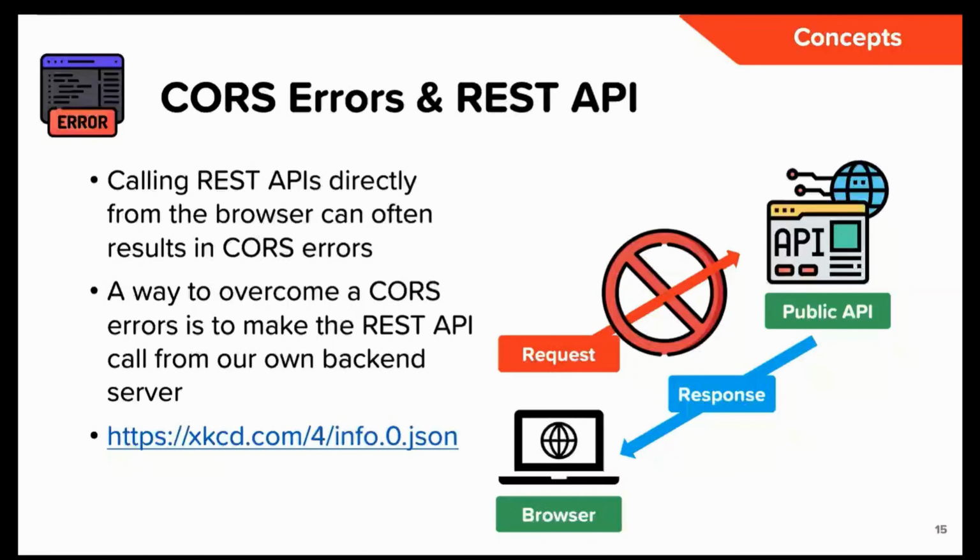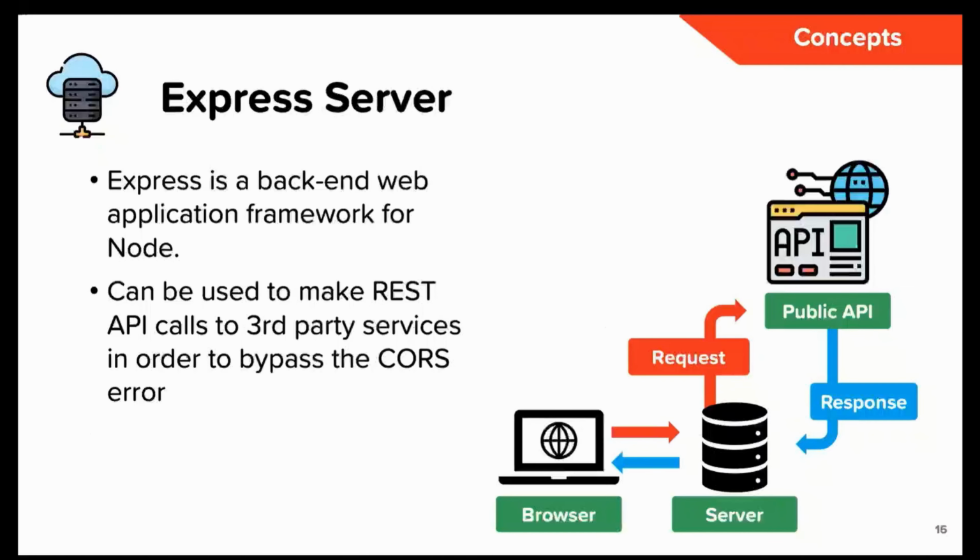So we're going to be creating a server as a way to avoid those CORS errors when we're making API calls, and we'll be using Express to spin up a server. It's a back-end web application framework for Node, and you can use it to make API calls. It's pretty simple, and so it's a useful tool for us today.